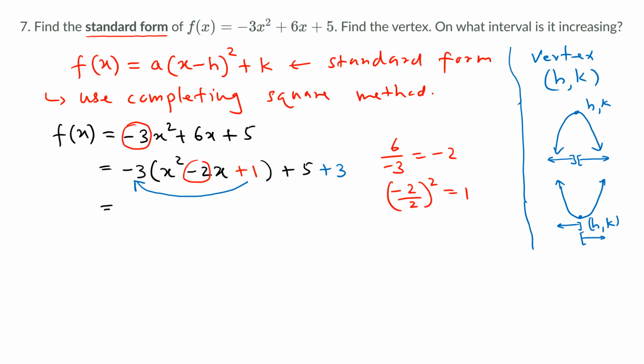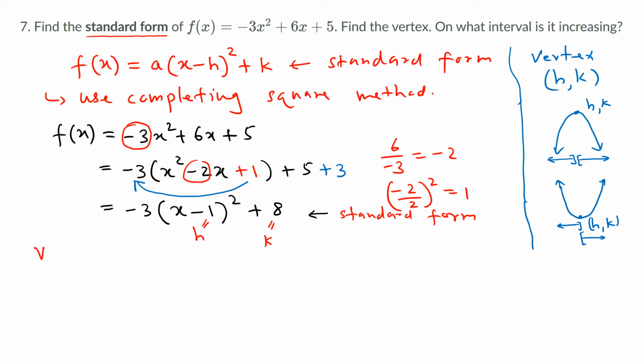And then you can see right after we do that, this is negative 3 times a perfect square. It is (x - 1)², the half of the coefficient, which is negative 1, squared, plus 8. So this is in the standard form. Good. And then you can see this is the h value, and that is the k value. Okay, good. So this is in the standard form, and now we can find the vertex.